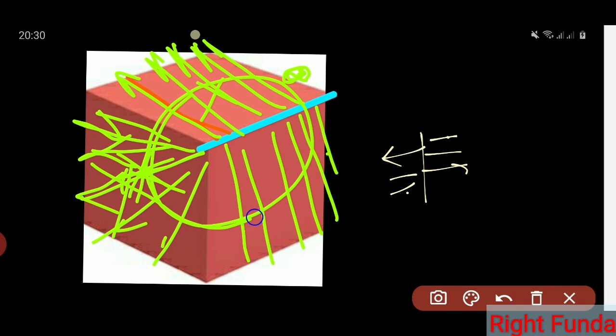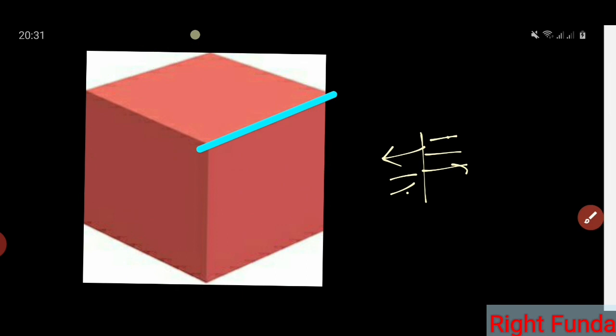Where will the flux be passing through? This surface and the bottom surface, the one behind this side and the bottom. The two surfaces are there. Out of six surfaces, on four surfaces electric lines of force will not be penetrating. They are grazing over, sweeping over the surfaces. So no flux will be there through these four surfaces which are touching this wire. But there are two surfaces which are not touching, and they are symmetrical about this wire. Through those two surfaces, electric flux will pass.